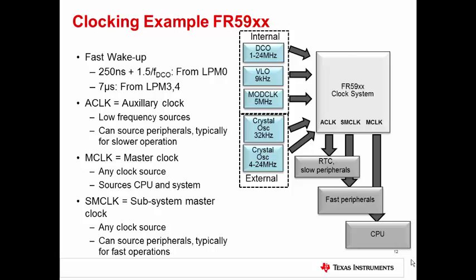Choosing the right clocks to source the peripherals in your application is important, as it will have an impact on what low power modes can be used. For example, by using a low frequency source for A clock, the device can go to a low power mode which disables M clock and SM clock, and it can still use peripherals, such as the timer generating a PWM.